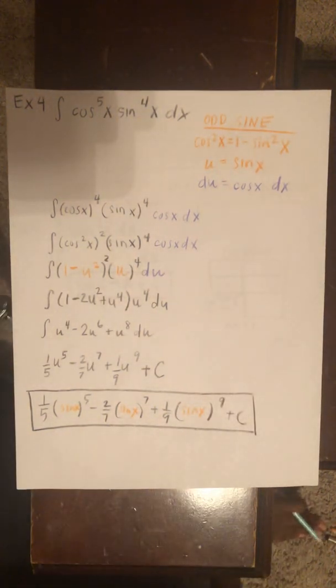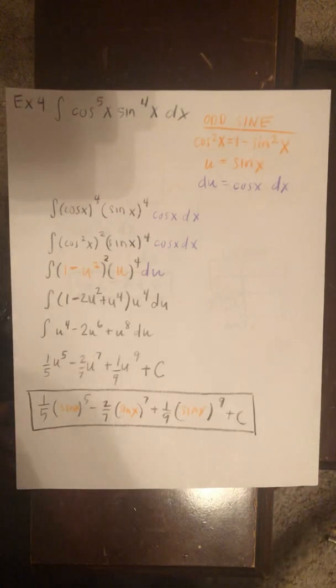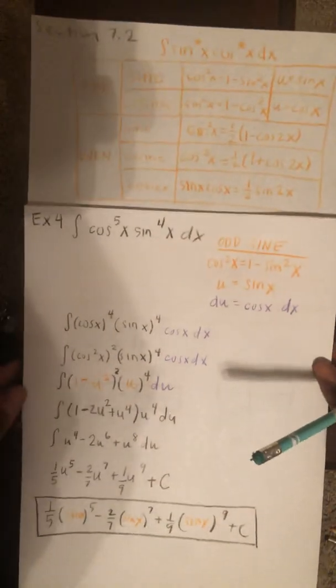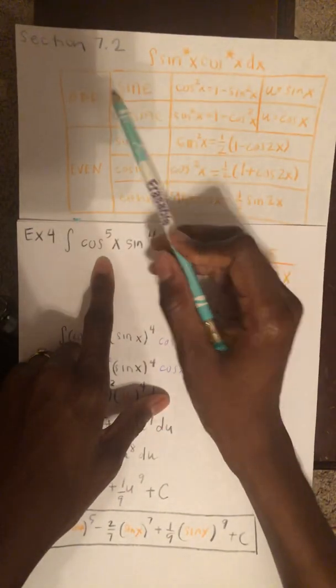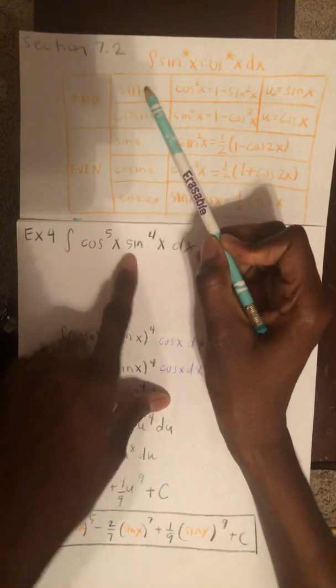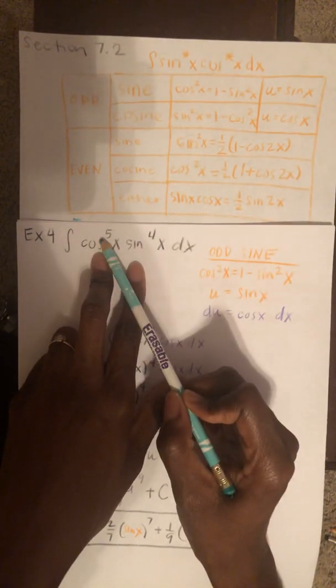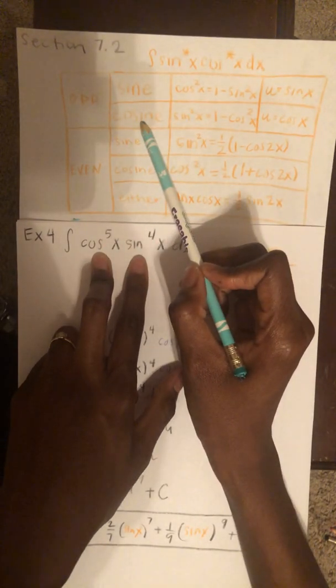Right? So for example 4, we have an odd cosine and an even sine. So we can go to our little chart. If you want to start from the top, that'd be cool. So the first thing that we see is odd sine. There is no odd sine. And then we have odd cosine. We do have an odd cosine, so you could try this first and see what happens, okay?